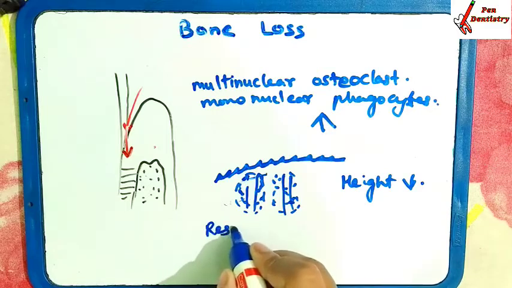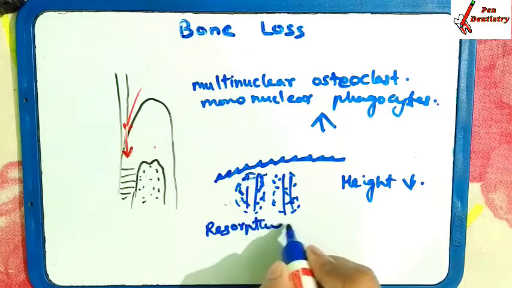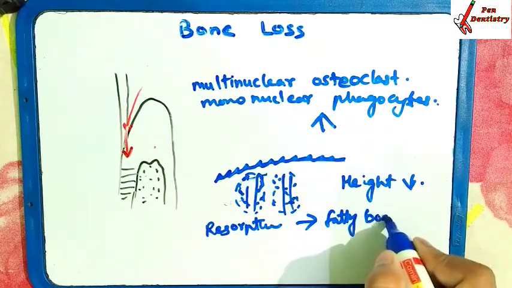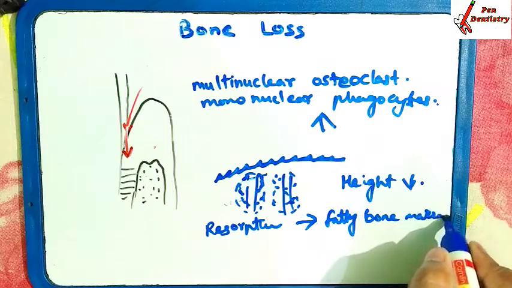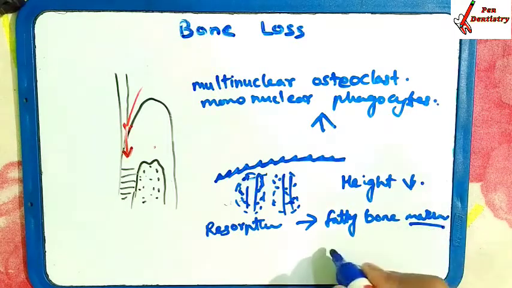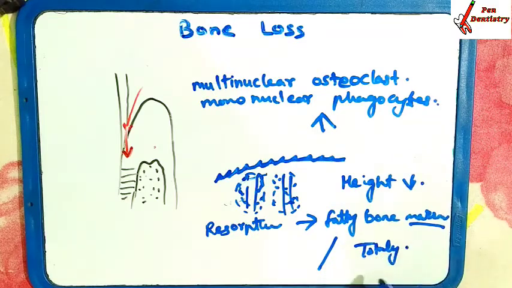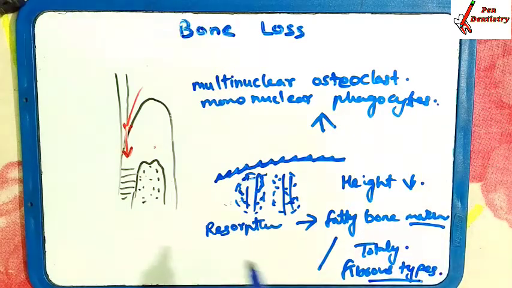At the resorption area, what happens? The fatty bone marrow is partially or totally replaced by fibrous tissue, fibrous type bone marrow. So this is bone loss: when the inflammation or bacteria go down deep, they decrease the height and do resorption. This is known as bone loss.